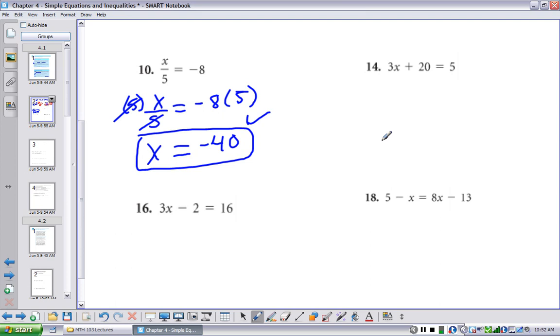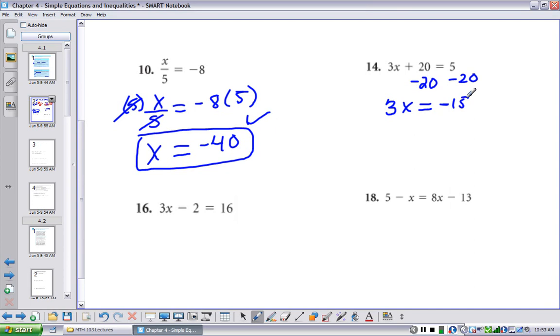Now, number 14 brings into play where we may have to use more than one step to get to the solution. In the previous problems, we could solve them just by doing one operation. We have 3x minus 20 equals 15. The first thing you want to do is to get the expression involving x on one side by itself. So I do the opposite and I subtract 20 from both sides. I have 3x equals negative 15.